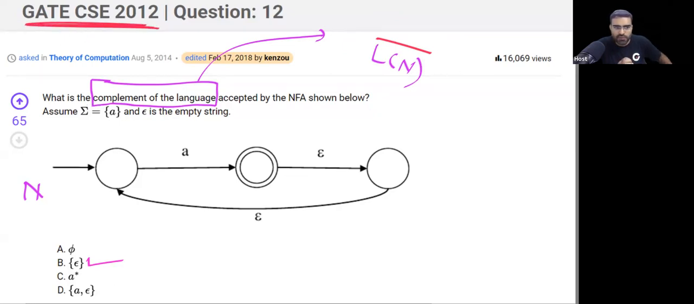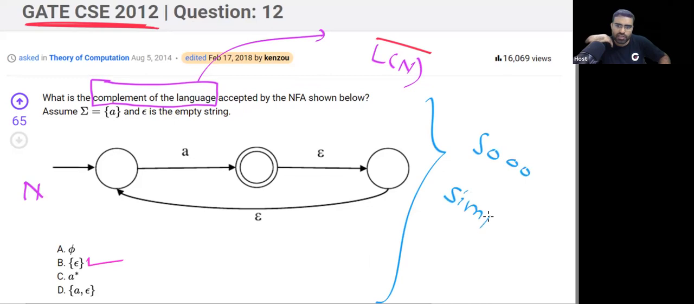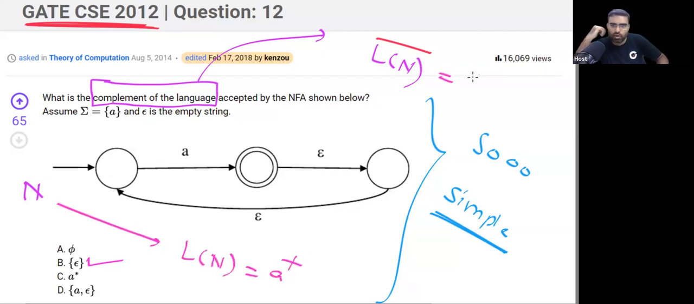But let me tell you, if you go to this question on the GATEOverflow website, a lot of discussion is there. Can you tell me why? For such a simple question, still there is a lot of discussion. Many students find this question complicated. This question is very simple. You just find the language from this NFA, that will be A plus, you find the complement, that will be the set containing the empty string. But still there is a lot of discussion.